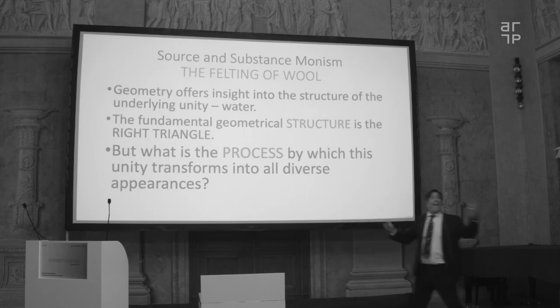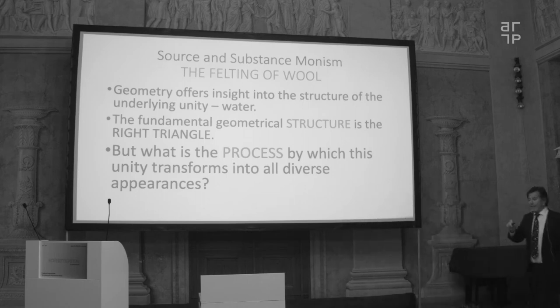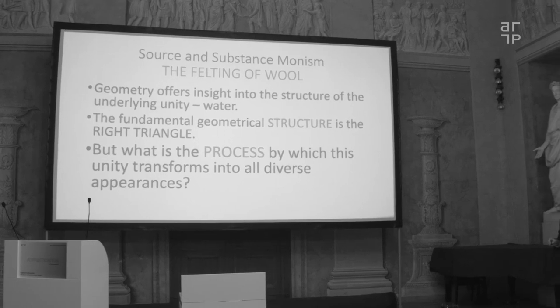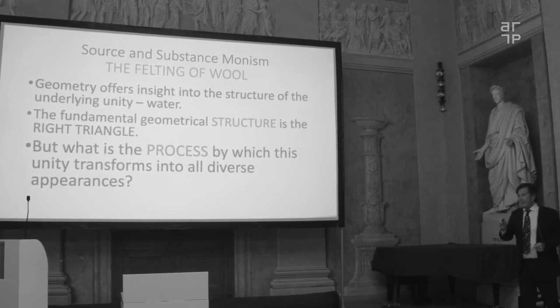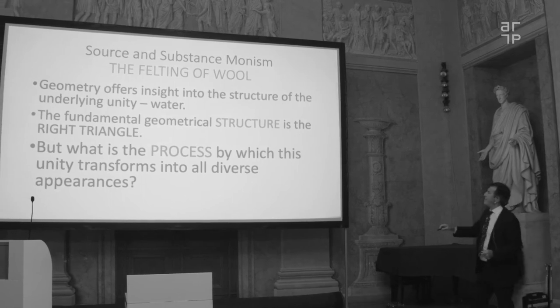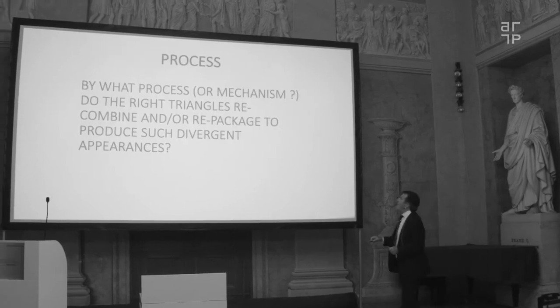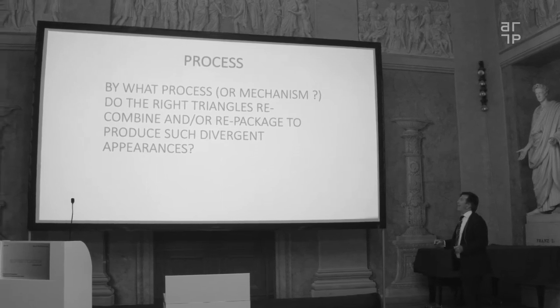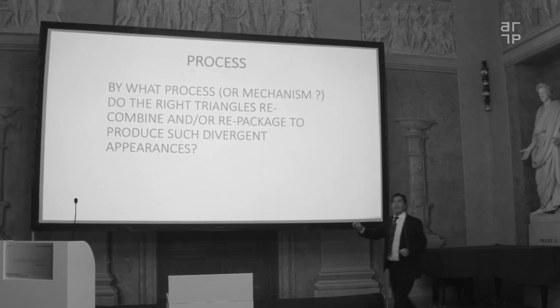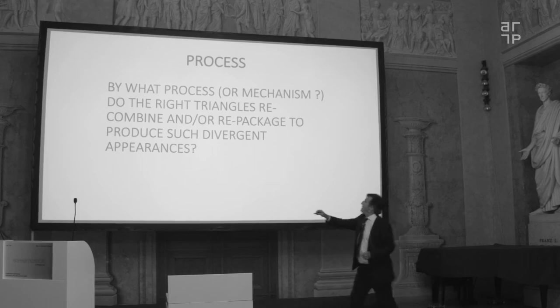Now, the last and shortest of my presentations, the felting of wool. Geometry offered the insight into the structure of the underlying unity. The fundamental geometrical structure is the right triangle. But what is the process by which the unity transforms into diverse appearances? By what process or mechanism do the right triangles recombine or repackage to produce such divergent appearances?